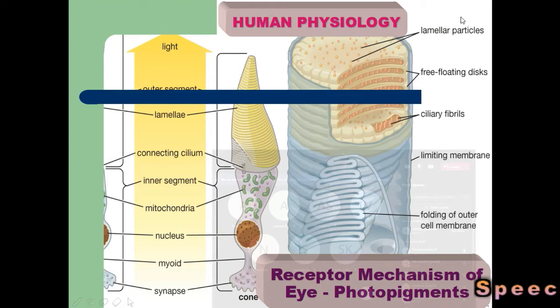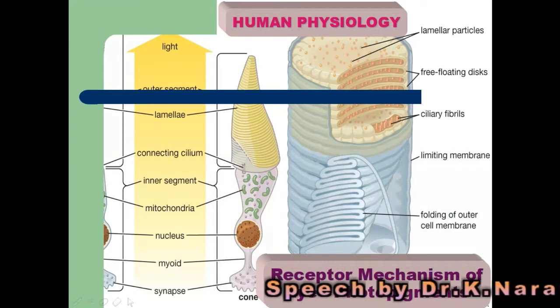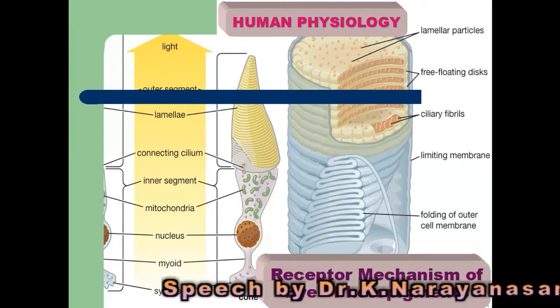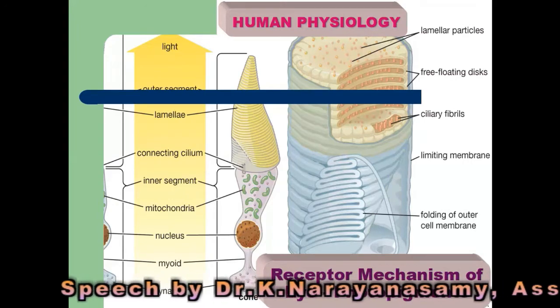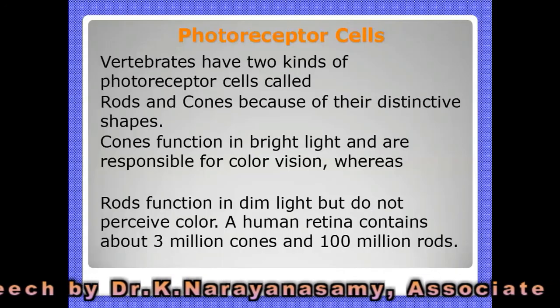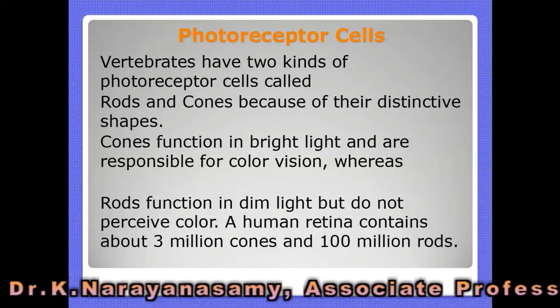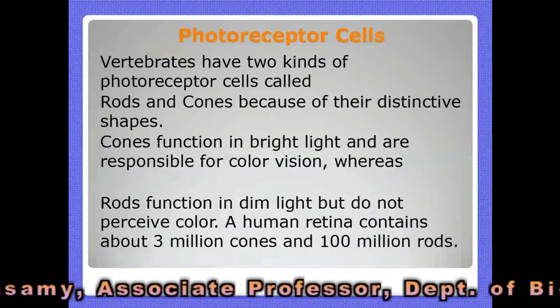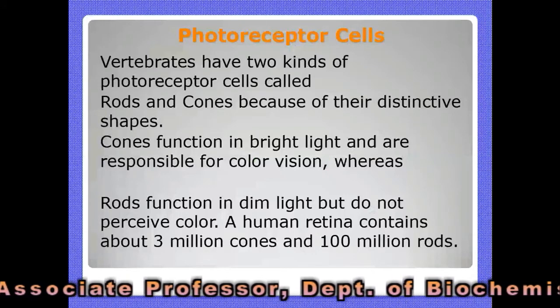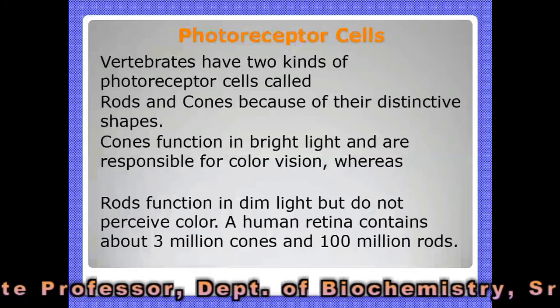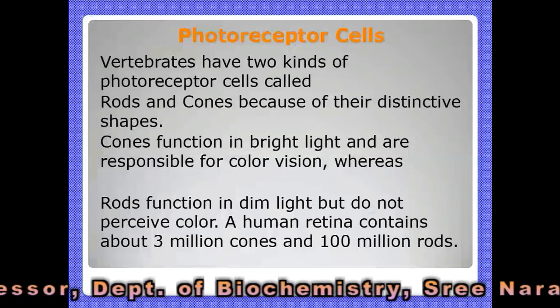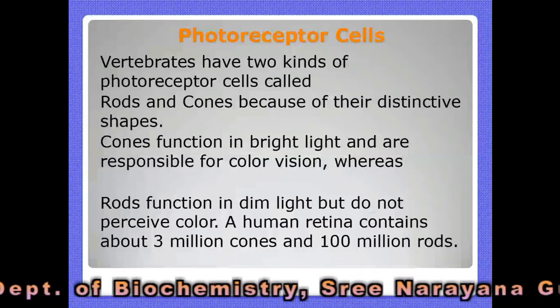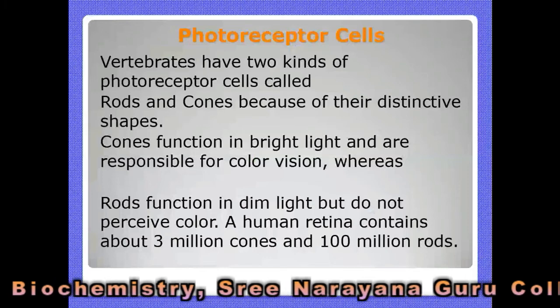Photoreceptor cells of the eyeball, and we'll see them one by one. Photoreceptor cells are very important cells in the eyeball, and they are responsible for the photoreceptor mechanism. In case of vertebrates, they have two kinds of photoreceptor cells.